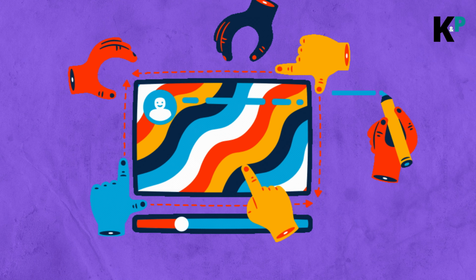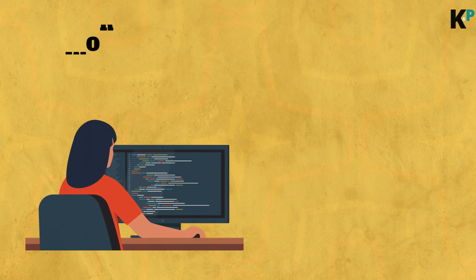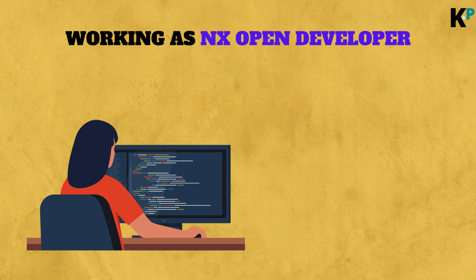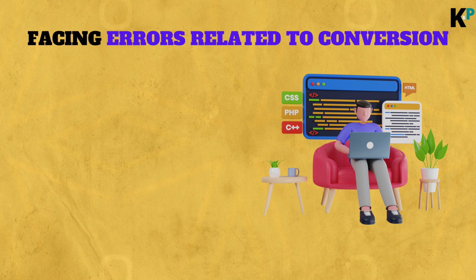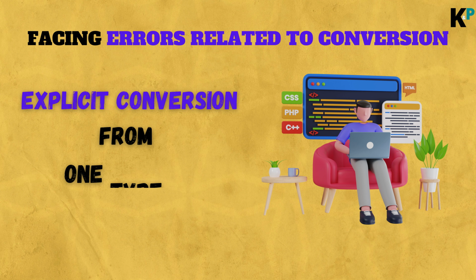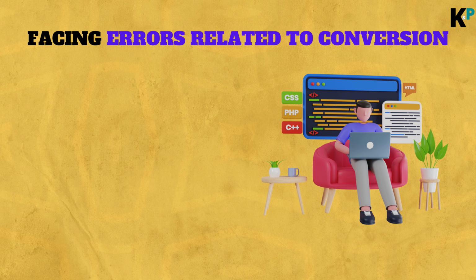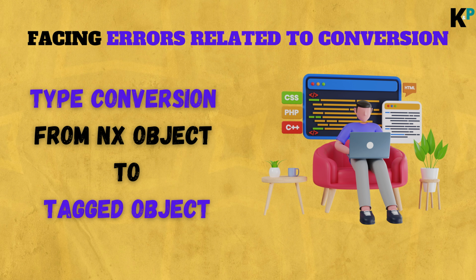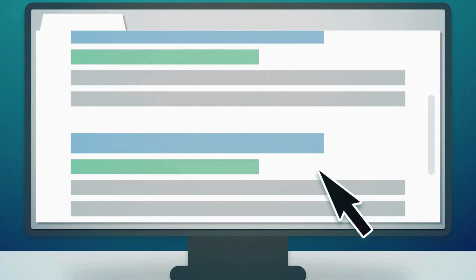In this video, I am going to explain how you can forcefully convert one object type to another object type. While working as an NXOpen developer, or while learning NXOpen development and writing some program yourself, you might come across errors related to conversion failed. You might receive an error that explicit conversion from one type to another type failed, or that type conversion from NX object to tagged object failed. So in this video, I am going to tell you how the type conversion works.